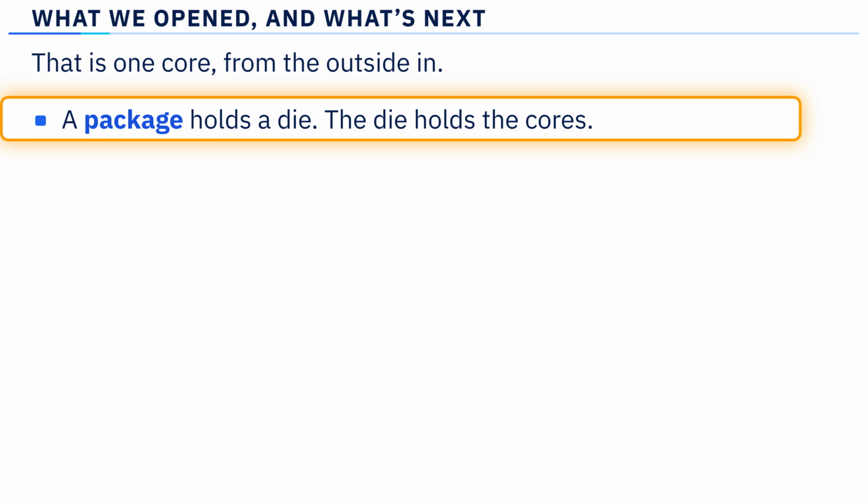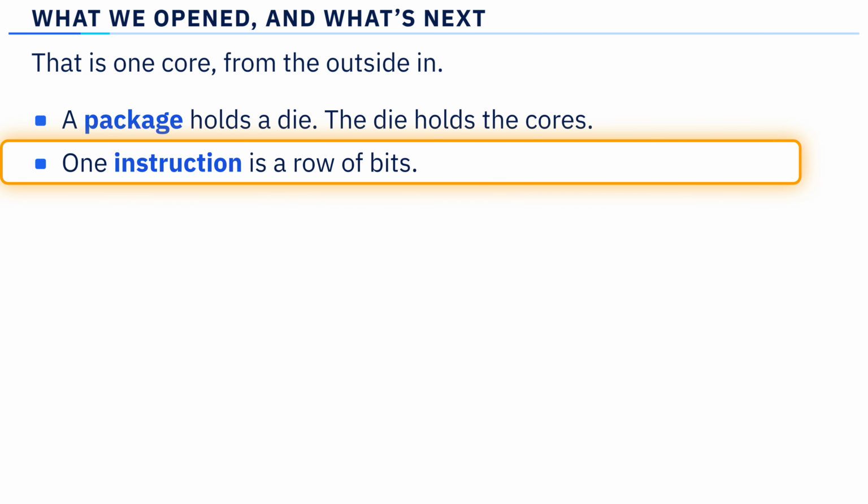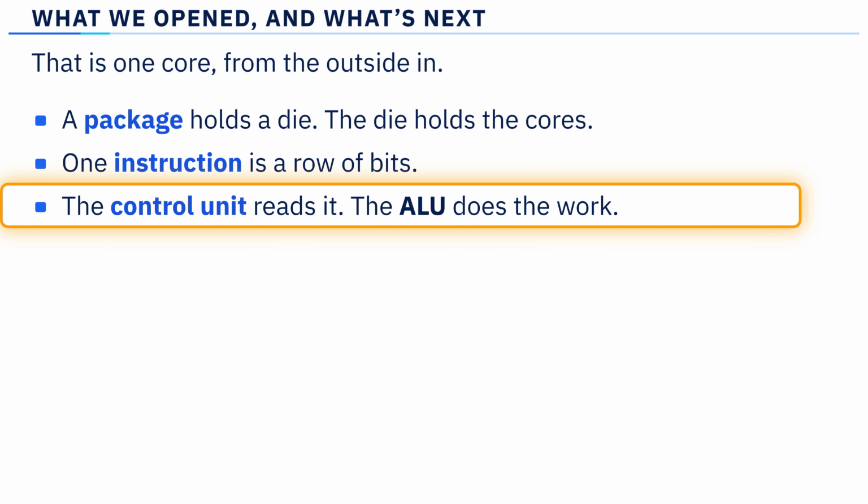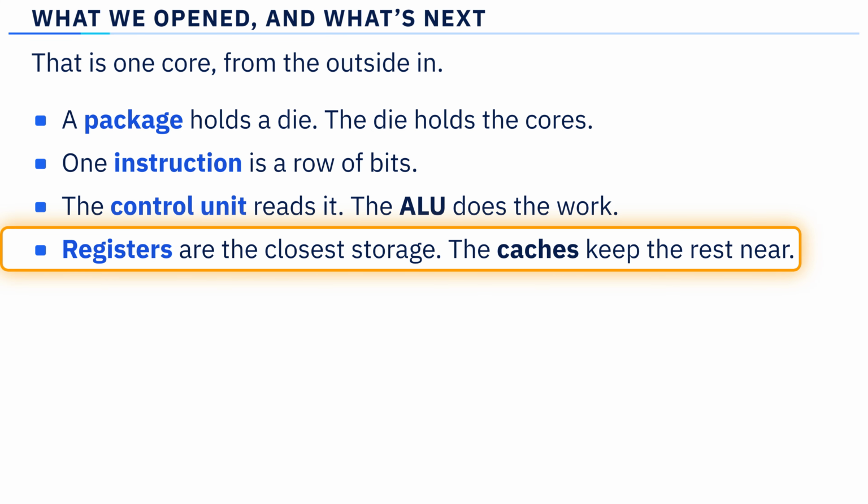The package is the housing you hold. Inside it is the die, and most of the die is cores. One instruction is a row of bits. Some of those bits say what to do, and some say what to do it to. The control unit reads that row and gives the orders. The ALU does the arithmetic. The registers are the closest storage there is, and the caches keep everything else as near as they can.